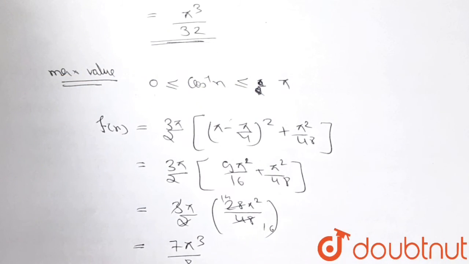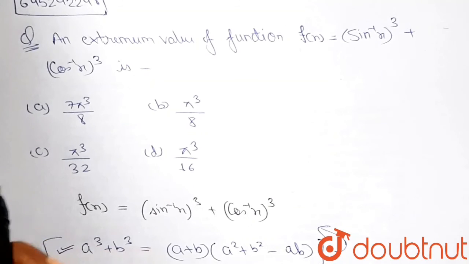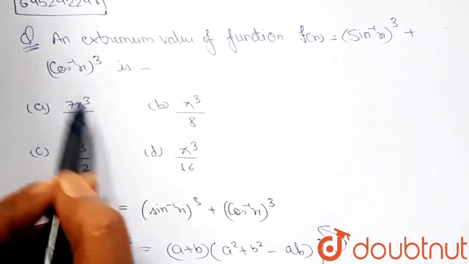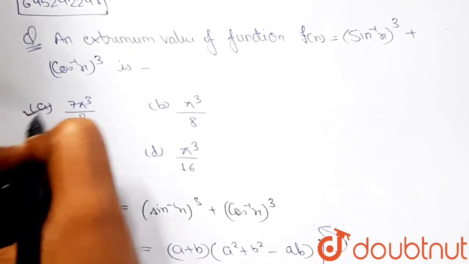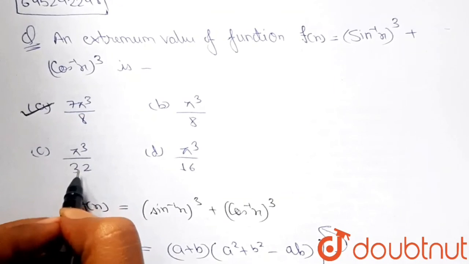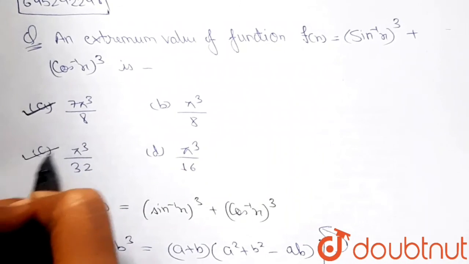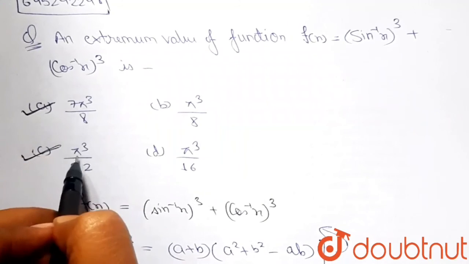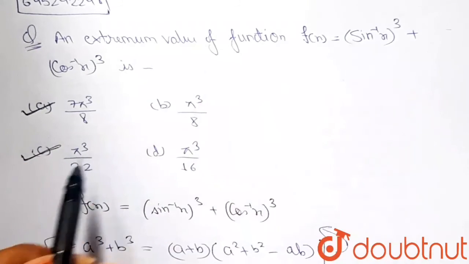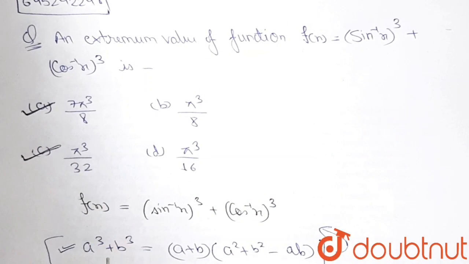Okay, let's see the options. So here you can see that this 7 pi cube by 8 will be the maximum value, so this will be one answer, and this pi cube by 32 will be the minimum value of this function, right? So this will also be the answer. So this will be the maximum and minimum value, or the extremum values, of the given function. Okay, so this will be our answer. I hope this will help you.